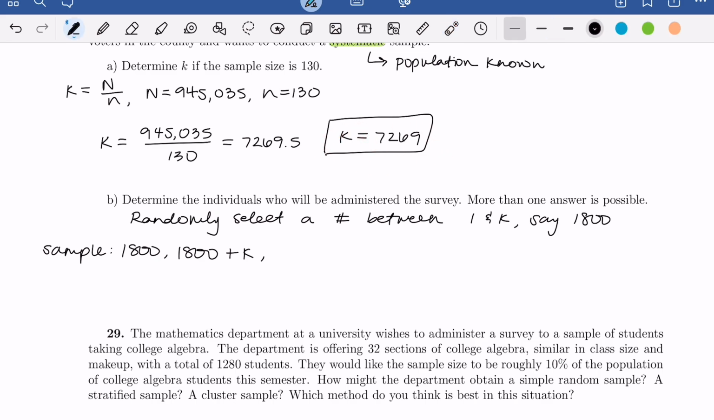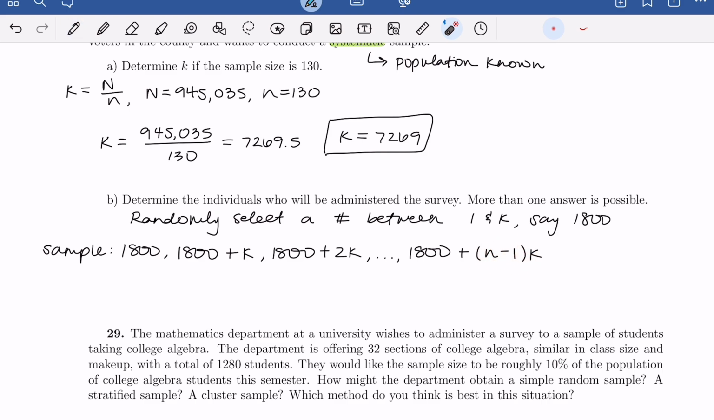So we can write this out as 1800 plus 2 of these Ks. Now we'll continue this process up to this 1800 value plus 1 less than our sample size times K. The reason why we have this n minus 1 here is to account for everything. Our sample size needs to consist of our n value, in this case 130, and this is our starting point. If we had 1800 plus n times K, we'd have one extra individual within our sample. So we're accounting for that by this n minus 1.